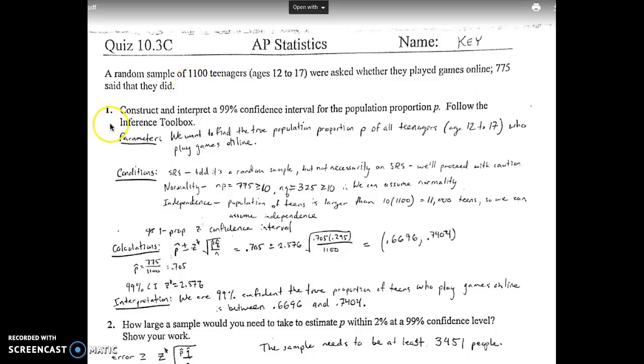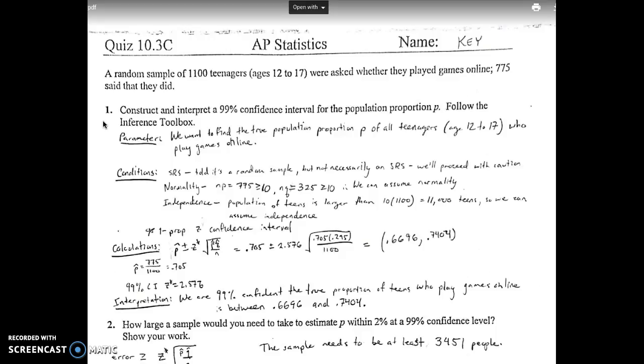The first question says that we need to construct and interpret a 99% confidence interval for the population proportion P, and we need to follow the inference toolbox. And keep in mind, even if they don't say that you need to follow the inference toolbox, whenever you're doing a confidence interval, you still need to follow it. So whether or not it's said, you still need to follow these 4 steps.